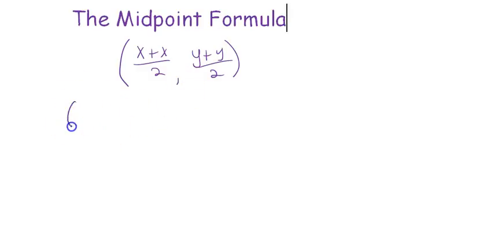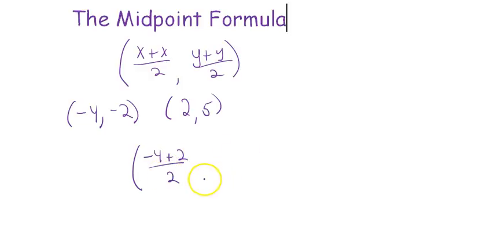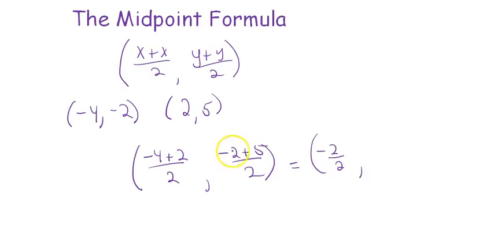So let's practice this. Let's say we have the point (-4, -2) and the point (2, 5), and we want to find the middle. So all we do is add up our x's: negative 4 plus 2, and we're going to divide that by 2. And add up our y's: negative 2 plus 5, and we're going to divide that by 2. And so that's going to give us negative 4 and 2 is a negative 2, still dividing by 2. Negative 2 and 5 is a 3, still dividing by 2. And that first one I can reduce and make negative 1. And I can write the 3 halves as 1.5 or 3 halves, depending on what I need.